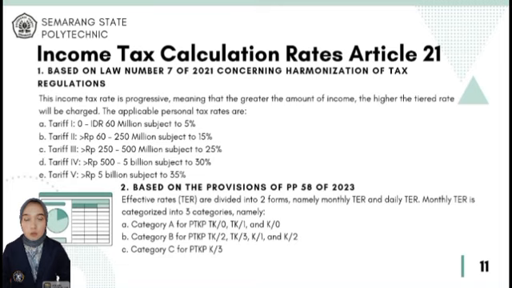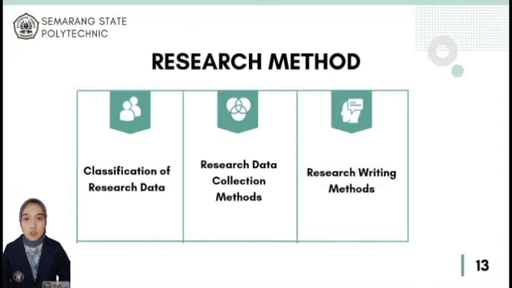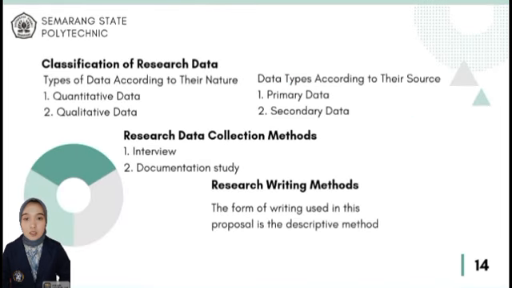Next, go to research method. The first is the classification of research data. The second is the method of collecting research data and the method of rating research. So, starting from the classification of research data. The classification of research data is divided into 2. The first is based on nature. There is quantitative data and qualitative data.